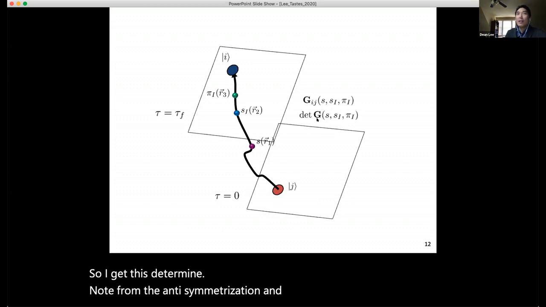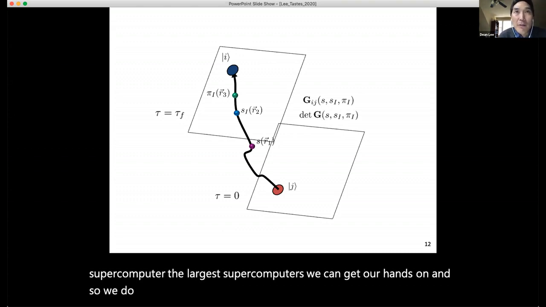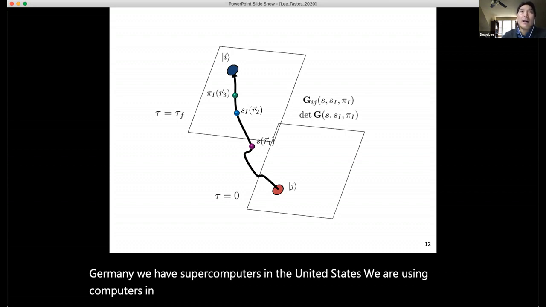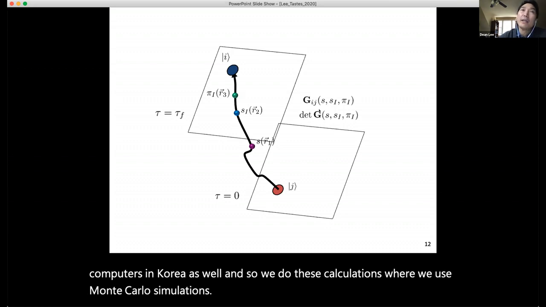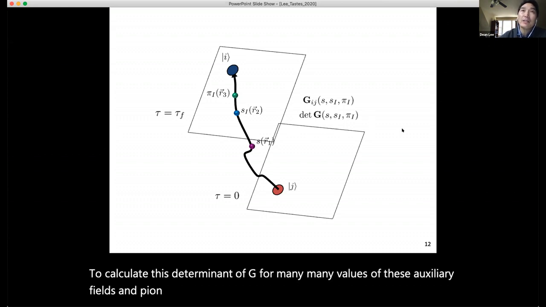And so what we do is we take a big supercomputer, the largest supercomputers we can get our hands on. And so we do this in various different places. We have supercomputers in Germany. We have supercomputers in the United States. We're using computers in Korea as well. And so we do these calculations where we use Monte Carlo simulations to calculate this determinant of G for many, many values of these auxiliary fields and pion fields. And so in the rest of my talk, I will show some results of what we get.